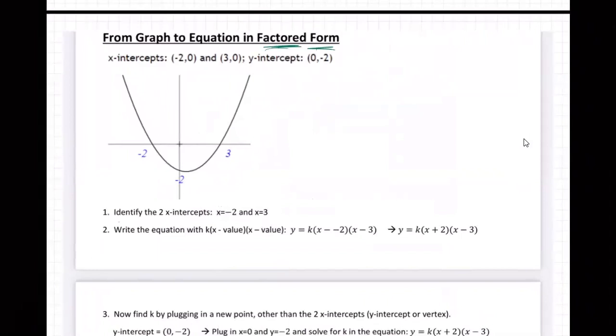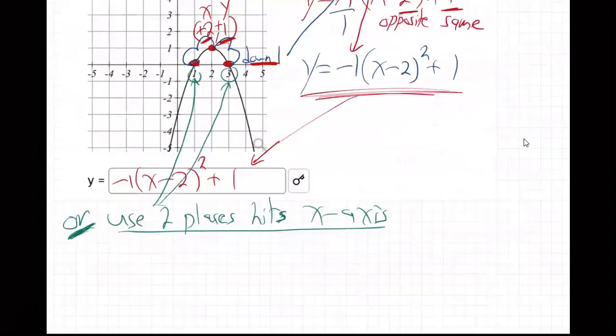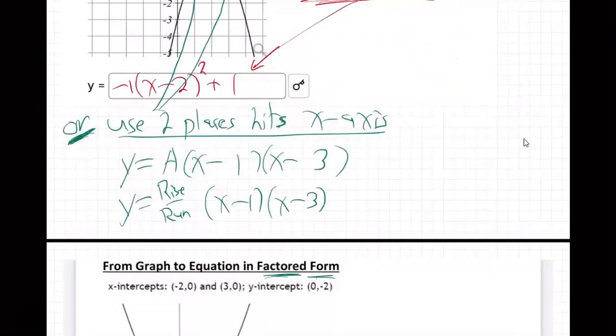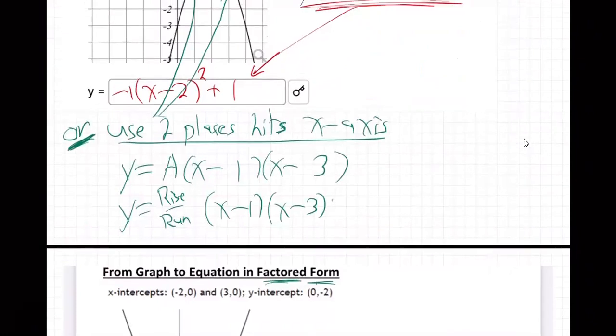Identify the intercepts, write the equation, x minus value, with a k in the front, and that's the same as a. So you write y equals k, or I'm just going to call it a, and it's x minus and x minus what? The 1 and the 3. This is another way. And now you know what the a is. It's the rise over run thing again. This is just x minus 1, x minus 3. And so the rise over run, that's just -1 again. It's like it was a minute ago, rise over run. So there it is. That's the same answer.